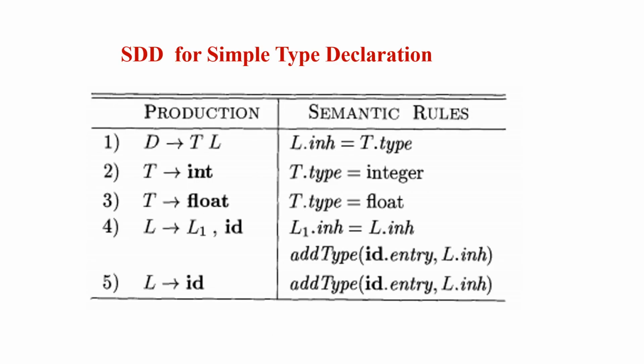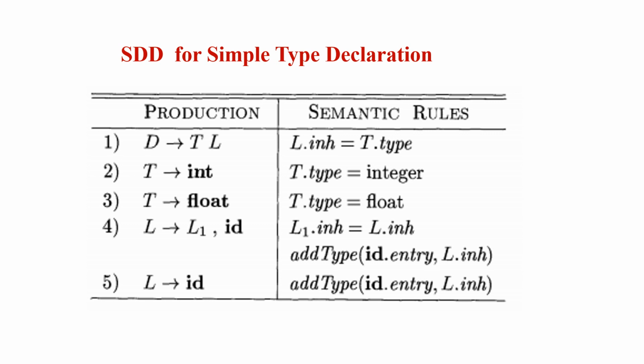SDD for simple type declarations. This is another example for SDD. How we write the SDD for type declarations. Here the first production is D tends to TL. D is a declaration, T is a type, L is a list of identifiers. SDD means it has attributes as well as semantic rules. Here L dot inherit equals T dot type.